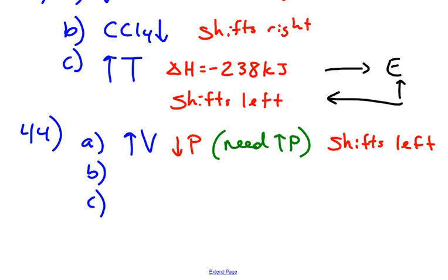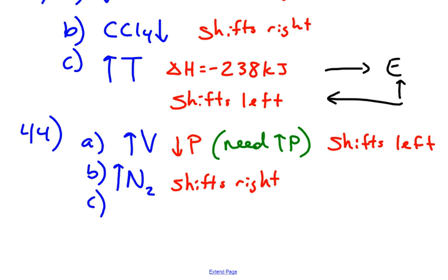Letter B, the amount of nitrogen is doubled, so in essence, I'm increasing nitrogen, so this is going to shift to the right. And again, the way I would word that, I would say shifts to the right to consume the excess N2. Right, you want to use it up, that's why it's shifting.